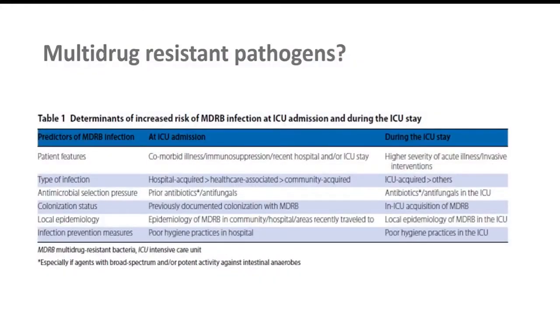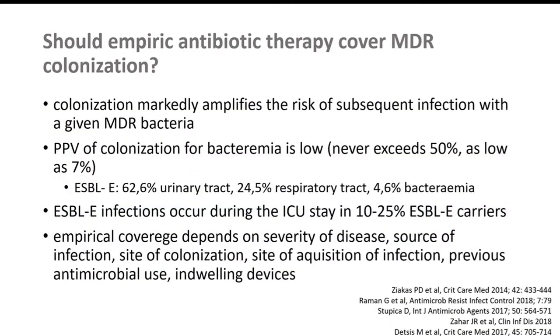How about multi-drug resistant pathogens? In Slovenia, we are lucky that we don't have many of these pathogens. When should we suspect a multi-drug resistant pathogen? In these cases, there are patient features that should be considered, like comorbid illnesses, immunosuppression, type of infection, especially hospital-acquired, prior antibiotic treatment, previously documented colonization, and of course, local epidemiology.